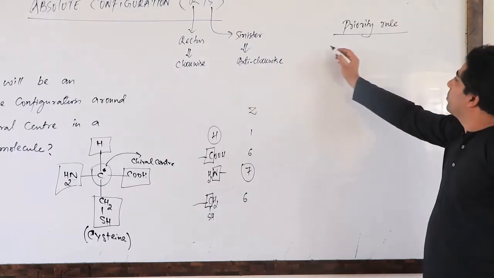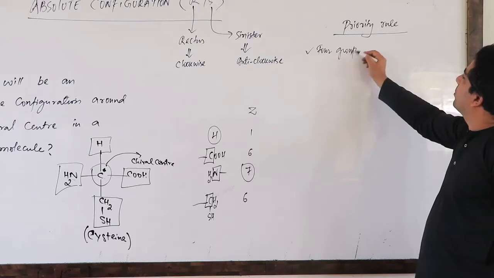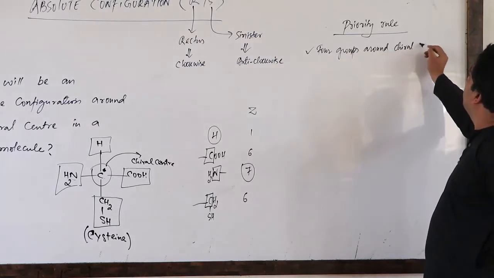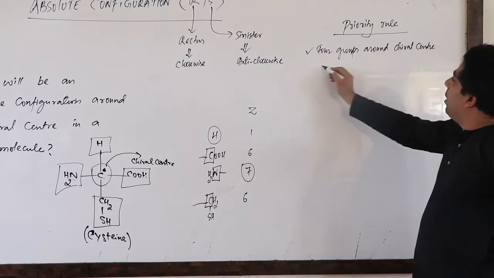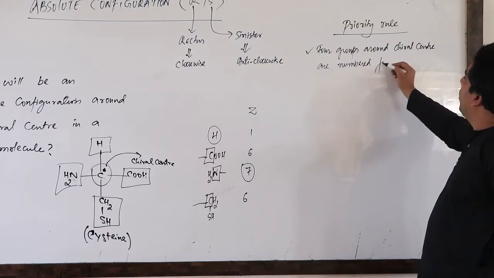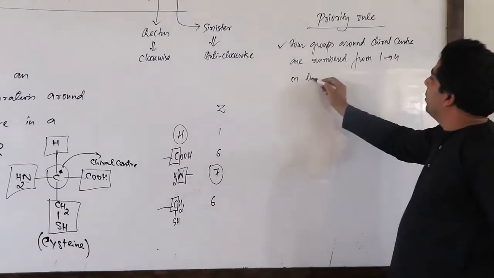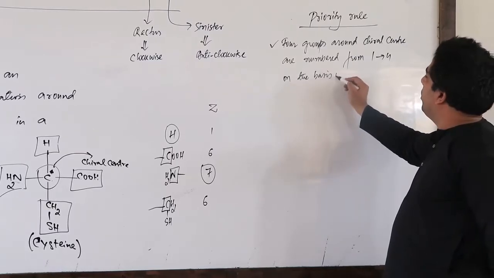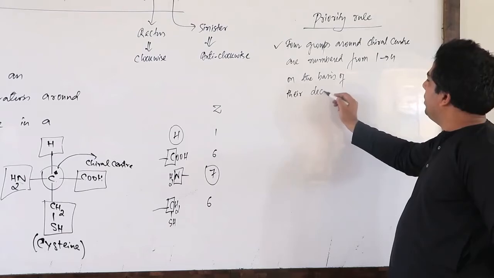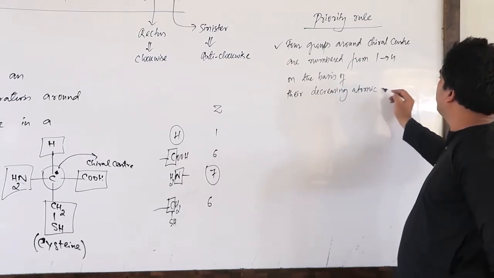So the 4 groups around the chiral center are numbered from 1 to 4 on the basis of their decreasing atomic numbers.